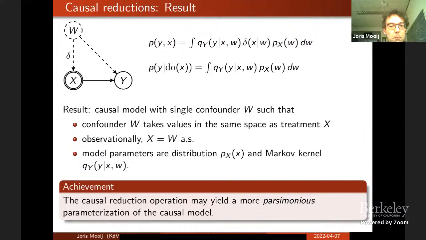And we have ended up with a causal model with a single confounder w, that takes values in the same space as the treatment. So this is where we may have really reduced the size of the latent space. Observationally, in the observational regime, x has the same value as w, and our model parameters are now the marginal distribution of the treatment in the observational regime and this Markov kernel q of y.